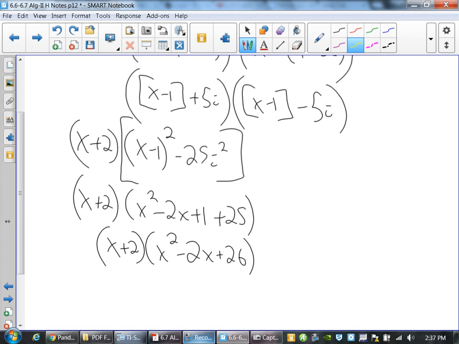Yay. All right. Before we get out of here, I want to show you the same basic idea if you have radicals. Works the exact same way. You have conjugates with radicals. All right.